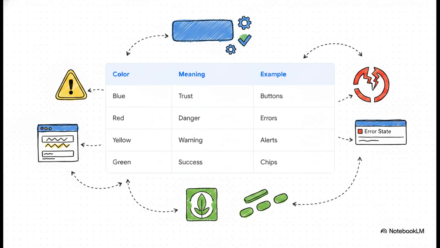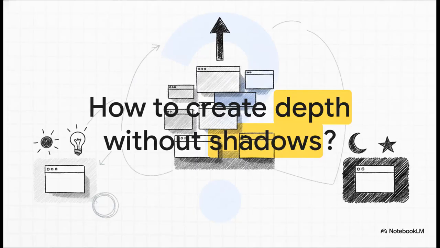For example, blue inherently signals trust for a primary button, right? While red screams danger or urgency for an error state. Yellow warns them, and green confirms success, like a brand new confirmation chip. You're basically anchoring the entire experience in clear, undeniable visual meaning. Always use color for a purpose. But here is the massive challenge. How on earth do you pull off interface depth when a black shadow completely disappears against a dark background?